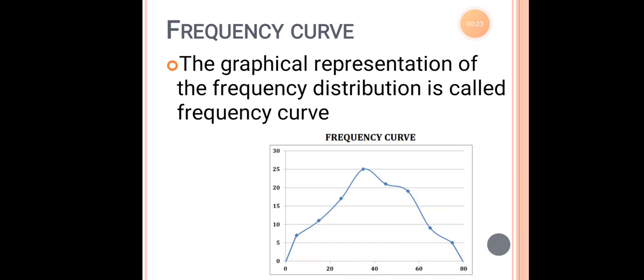First thing, the frequency curve. A graphical representation of the frequency distribution is called a frequency curve. It is made based upon the classes and the frequency which we had taken into consideration from the raw data. The classes we will write on the x-axis and the frequency on the y-axis, and based upon that we will make the line graph or the curve graph.